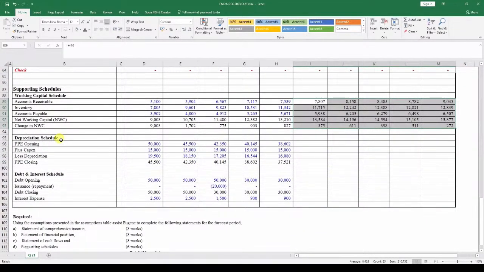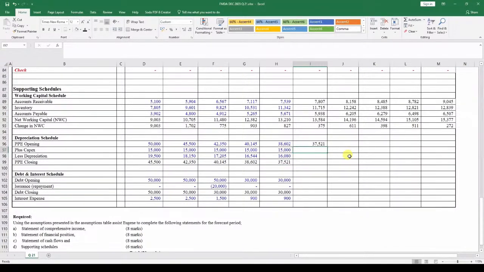The depreciation schedule. Now, we can see something that is very unique from the historical values here. This value, which is the opening PPE, is picked from the closing value here. This value has been picked from the closing value here. This one has been picked from there. So it goes without saying that this value here will be picked from the value there.